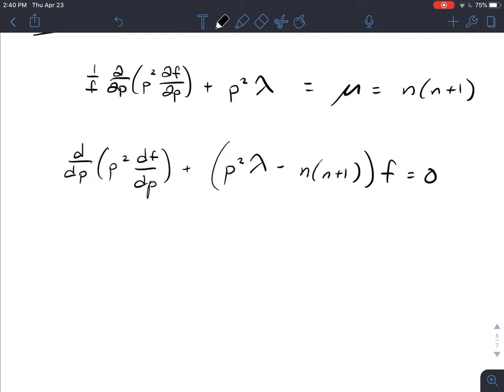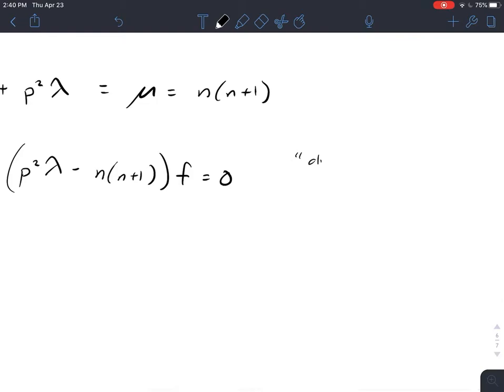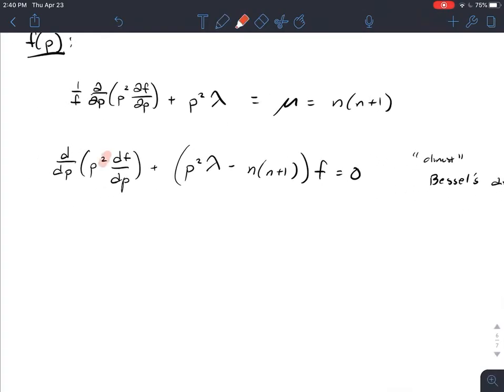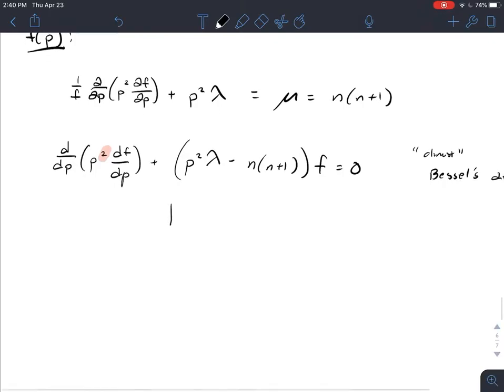Hopefully this seems like Bessel's differential equation. However, it's not exactly Bessel's differential equation. It's really close, but it's really not. In order to solve this, we can just call this almost Bessel's diffq. The main difference is the fact that there's this rho squared term here, but the solution for this differential equation is also just kind of thrown at you.